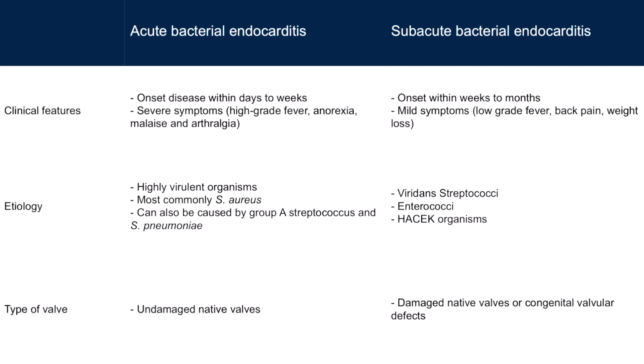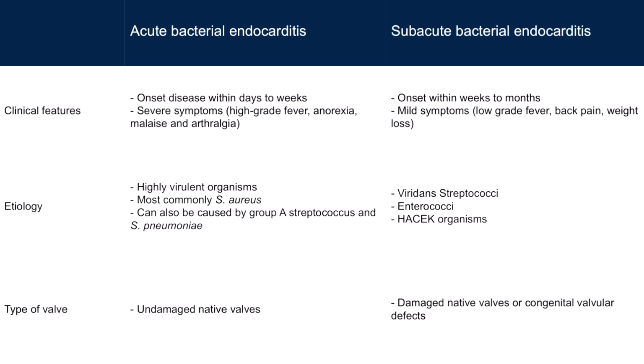Subacute bacterial endocarditis, on the other hand, has a very insidious onset over a course of weeks to months with less severe constitutional symptoms, such as low-grade fever, back pain, weight loss, and arthralgias. Acute endocarditis is caused by highly virulent organisms, most commonly Staph aureus, that affect healthy native valves. In contrast, subacute disease is caused by less virulent organisms, such as viridans streptococci, and usually affects damaged native valves or valves with congenital defects.